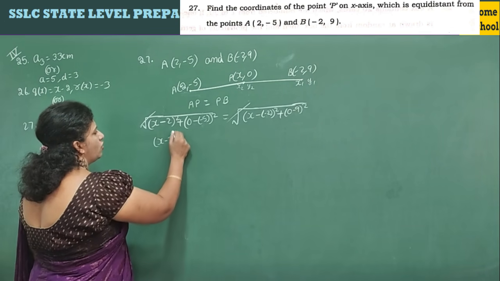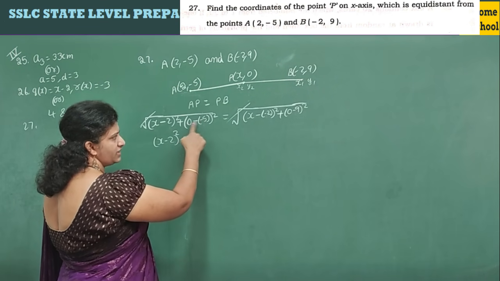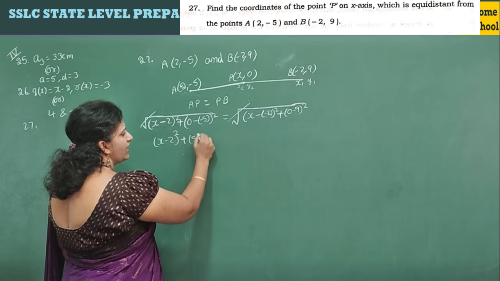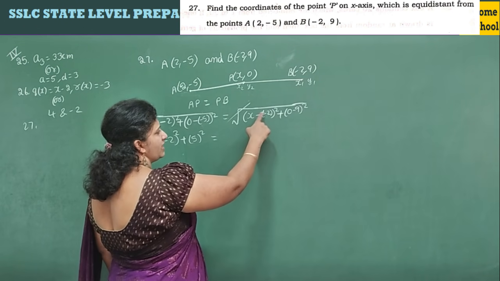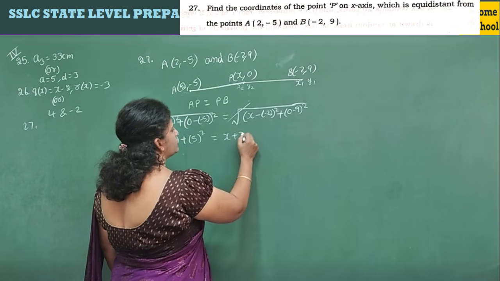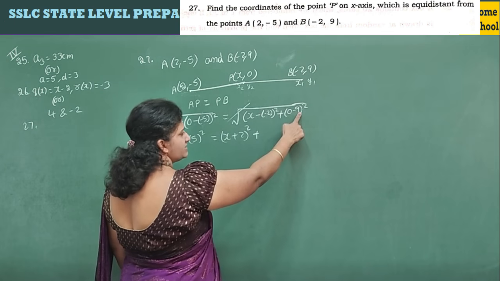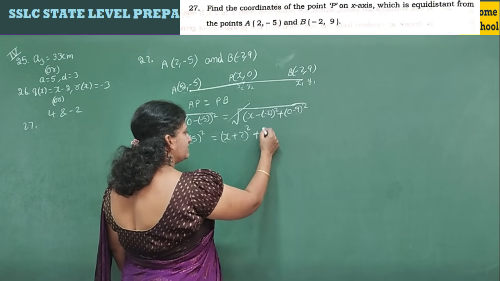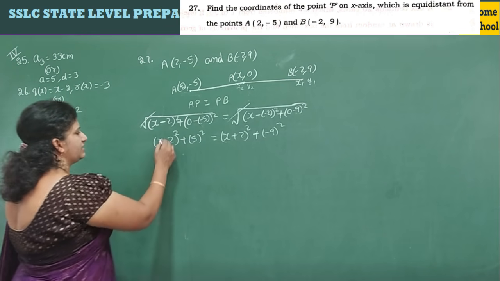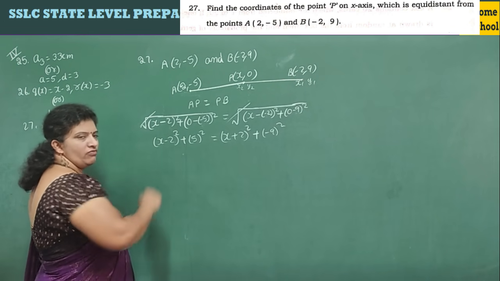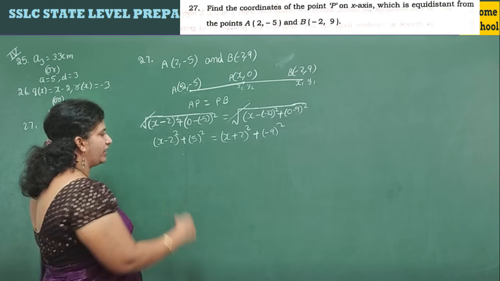(x minus 2) whole square plus, minus into minus plus, 0 plus 5 will be 5 whole square is equal to, and here minus into minus plus, (x plus 2) whole square plus 0 minus 9 is minus 9, (minus 9) whole square, right? Next step. You can remember a formula, (a minus b) whole square, and here (a plus b) whole square.